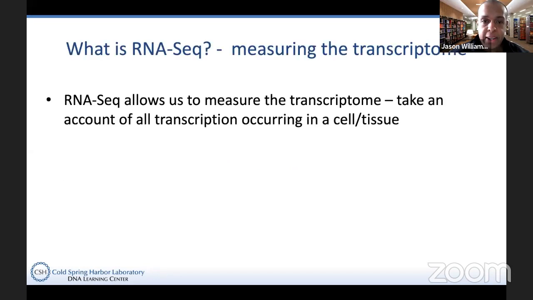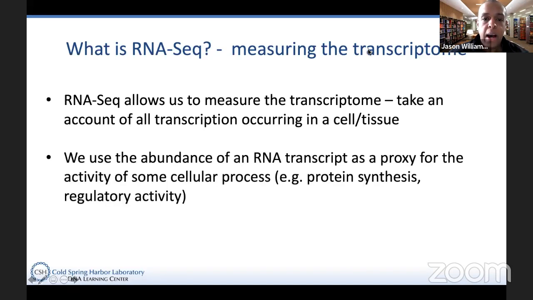To go back, we remember that an RNA-Seq experiment, the whole purpose of it is to measure the transcriptome. So take an account of all transcription occurring in a cell or maybe even tissues. And we use the abundance of the RNA transcript as a proxy for the activity of some cellular process. So we're just making the assumption that if we see more of an RNA produced, that's going to lead to more of a protein produced, and then maybe that protein has some activity.